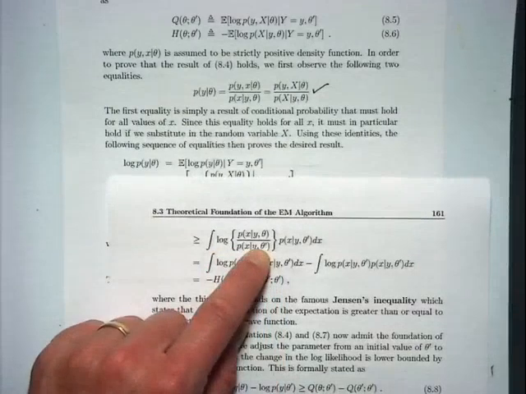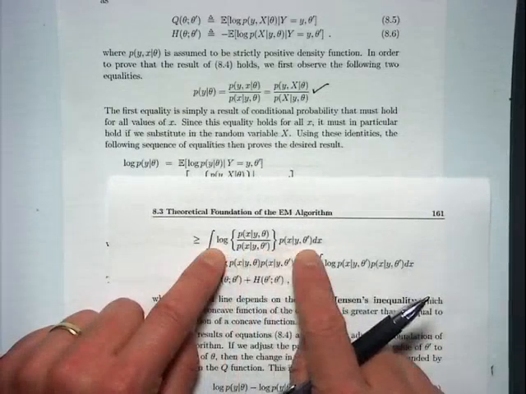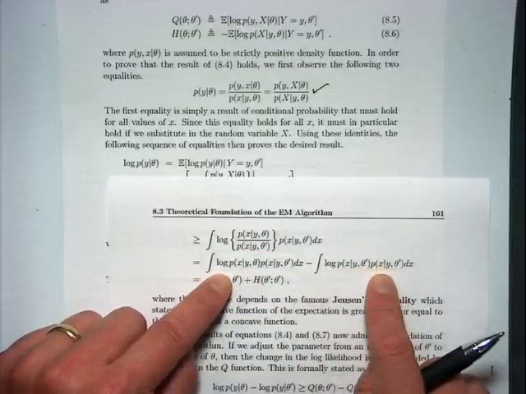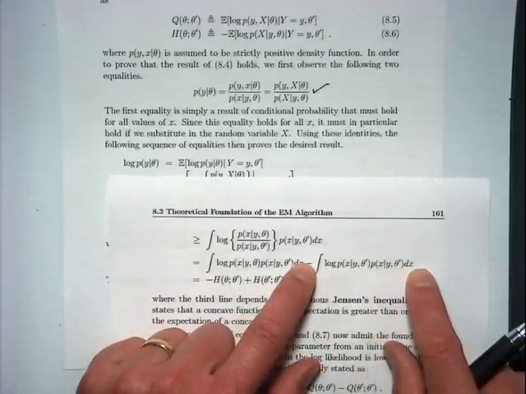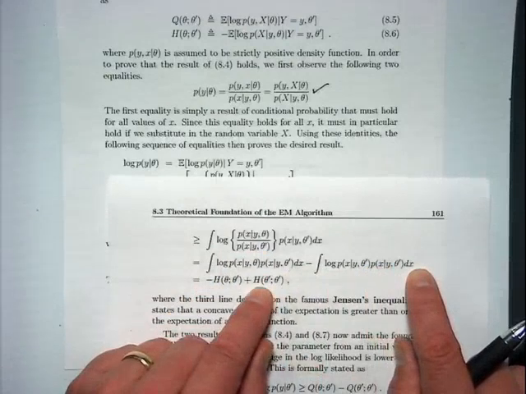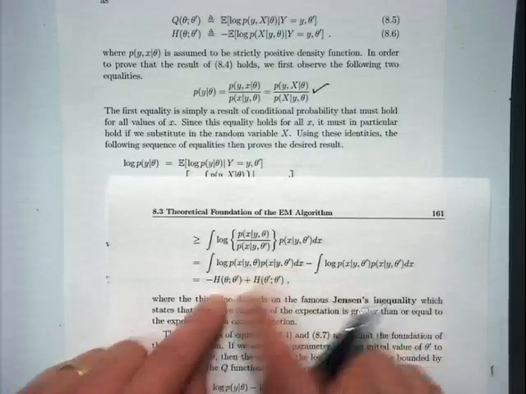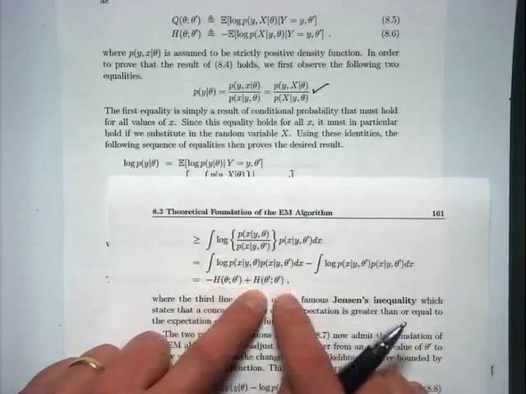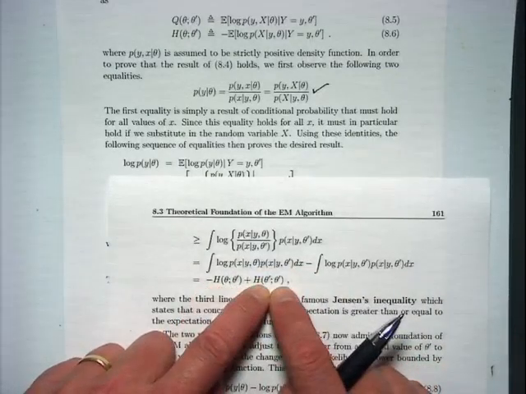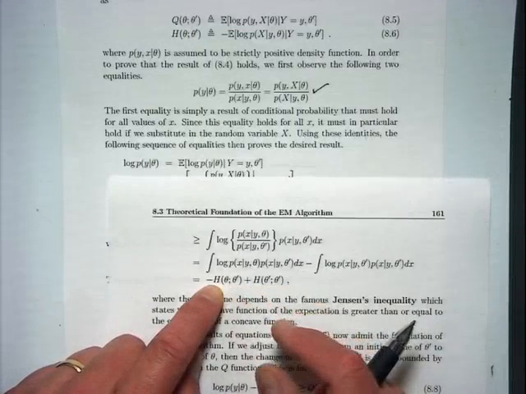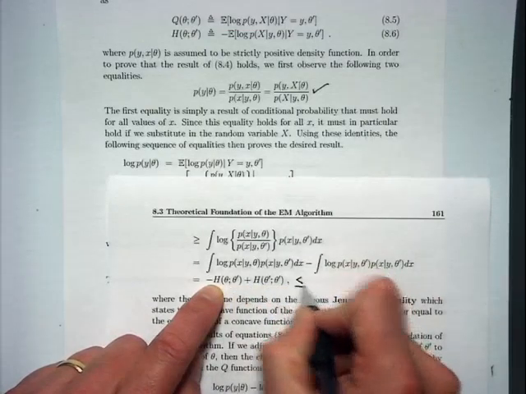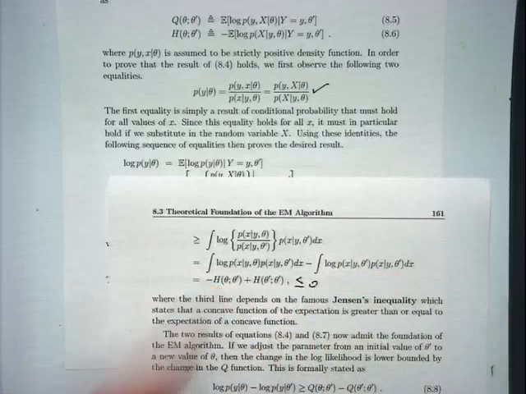Believe me, it's correct. So now, once you have the expected value of the log, you can separate it out into two parts. And if you just look at the definition, it's just H of theta prime at theta prime, and the first term is minus H of theta prime. So you've shown that this thing here is less than or equal to zero, is effectively what you've shown.